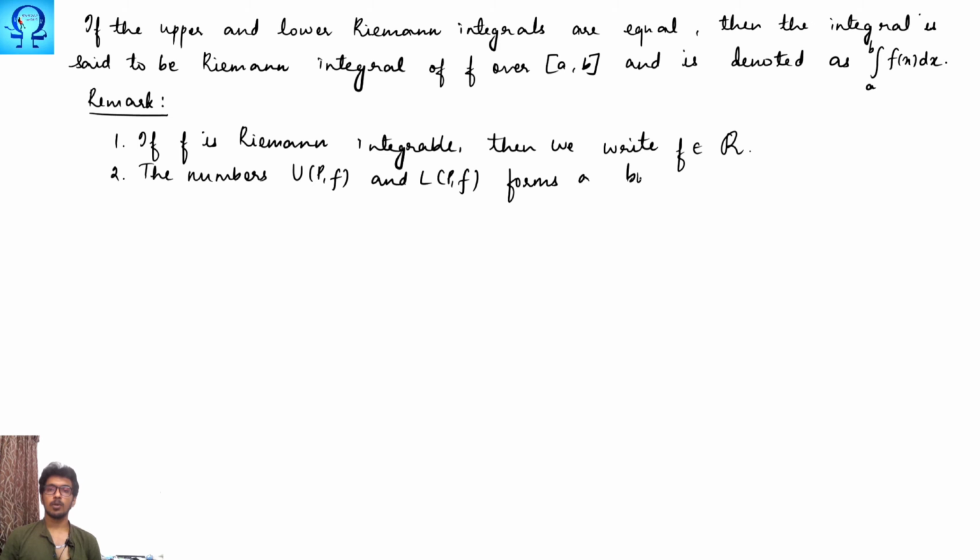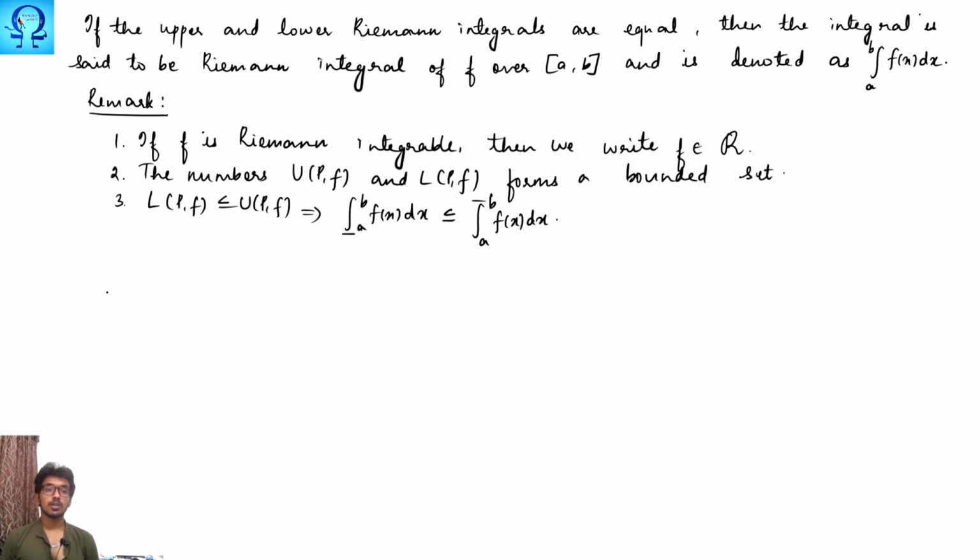bounded set. And from the construction of UPF and LPF itself, you might have noticed that this consists of the minimum values, that is the infimum values, and this consists of the supremum values. Hence, your LPF is always smaller than or equal to UPF. This tells you your lower integral of any function over the specified interval is smaller than or equal to the upper integral of the same, right? So this is the idea about Riemann integrals.